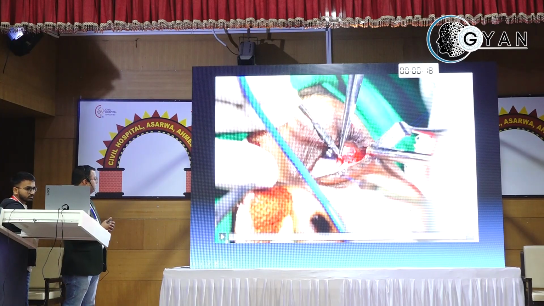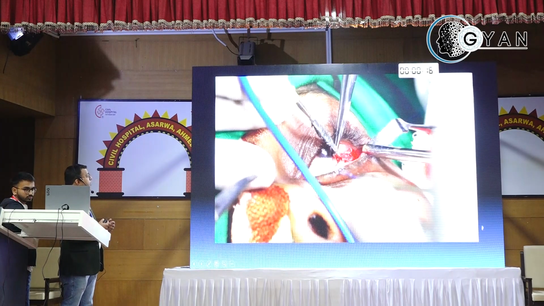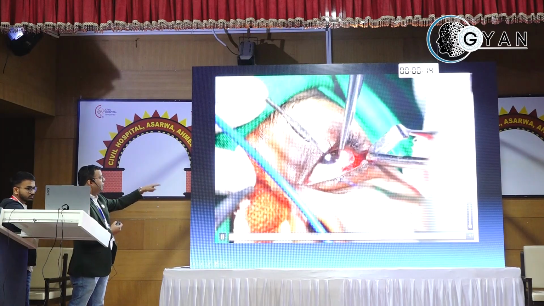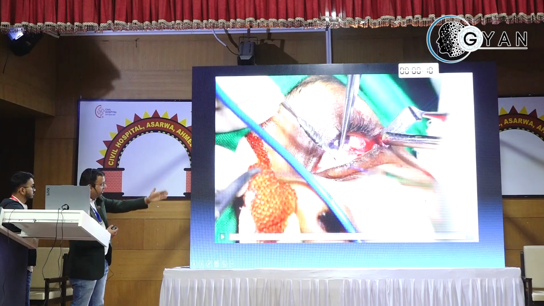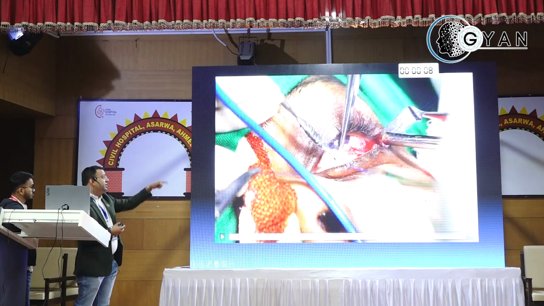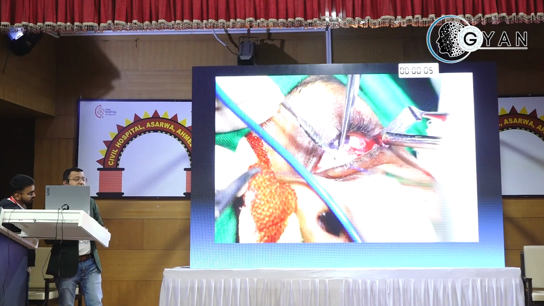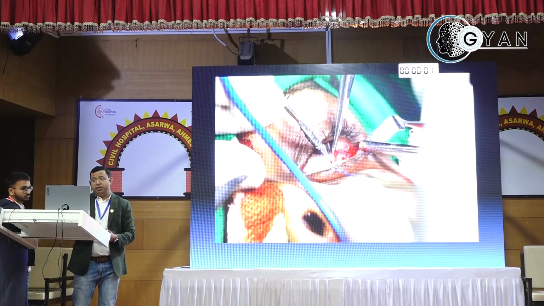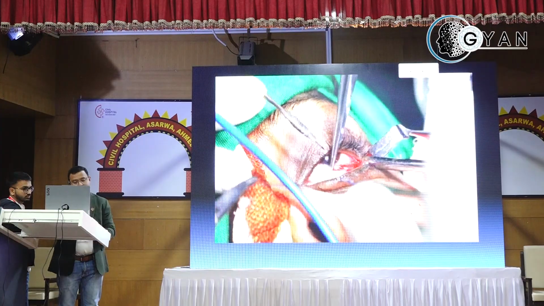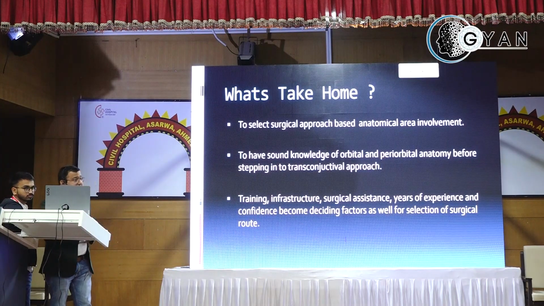If you see in this particular video, the incision is being placed from laterally to medially after canthotomy and cantholysis. If you notice, the tarsal plate has been retracted in the inferior direction and the incision is placed into the conjunctiva which is just 2 to 3 mm away from the tarsal plate, just to prevent injury to the tarsal plate. Yeah. Now what's the take home?